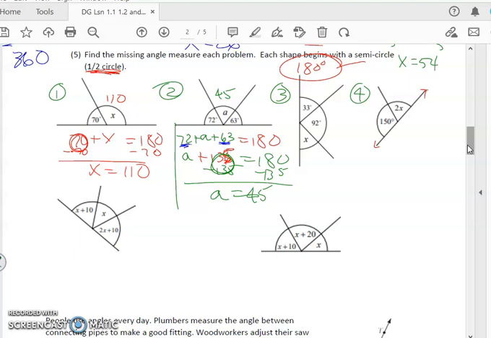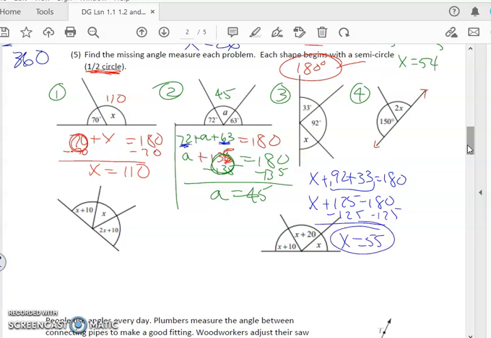So in problem 3, it's going to be x plus 92 plus 33 equals 180. 92 and 33 are like terms, so we count x plus 125 equals 180. Subtract 125 from both sides, you get x is equal to 55 degrees. I'm going to leave 4 for you to work on. I'm not going to go through the steps for that.